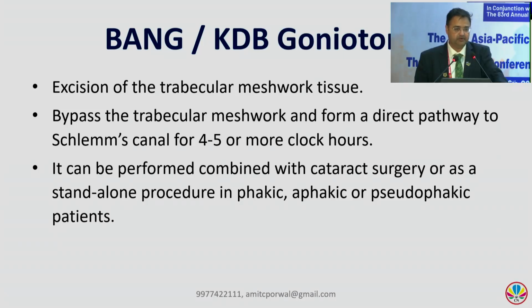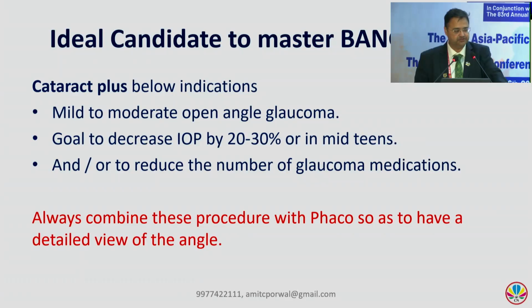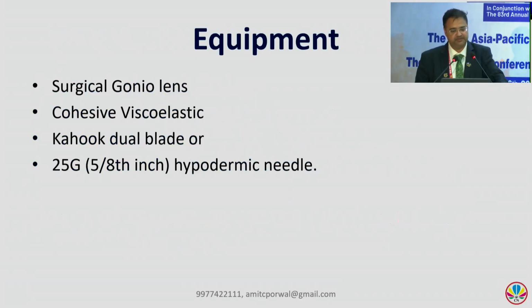It can be performed combined with a cataract surgery or as a standalone procedure, in phakic, aphakic or pseudophakic patients also. So before we master this procedure, what is the ideal candidate? The patient should have a cataract plus the following indications: mild to moderate open angle glaucoma, where the goal is to decrease IOP by 20 to 30% or to the mid-teens, or to reduce the number of anti-glaucoma medications. So always combine this procedure with phaco so as to have a detailed view of the angle. Initially, you should always start this procedure with a cataract surgery.